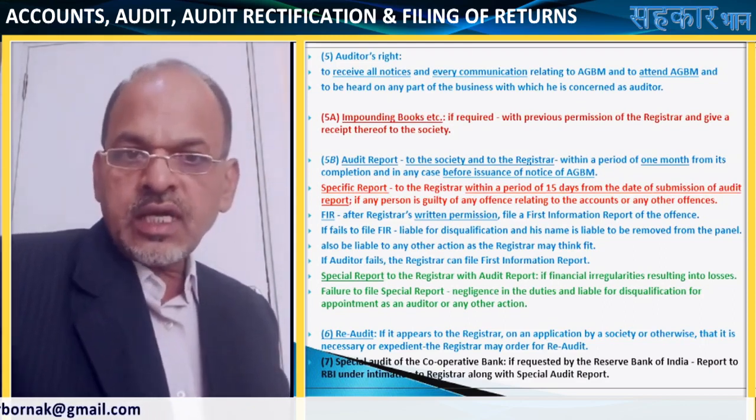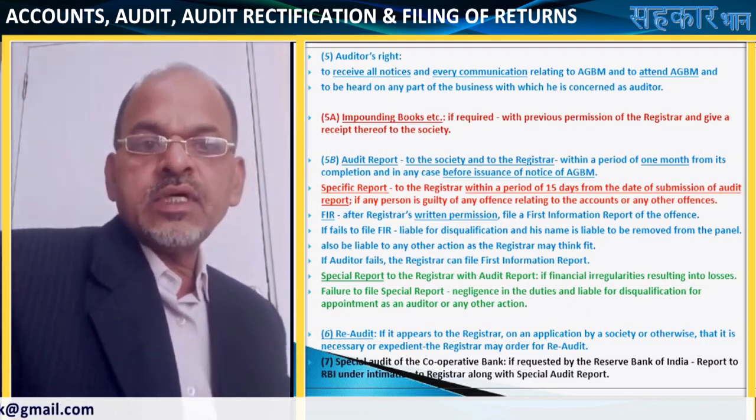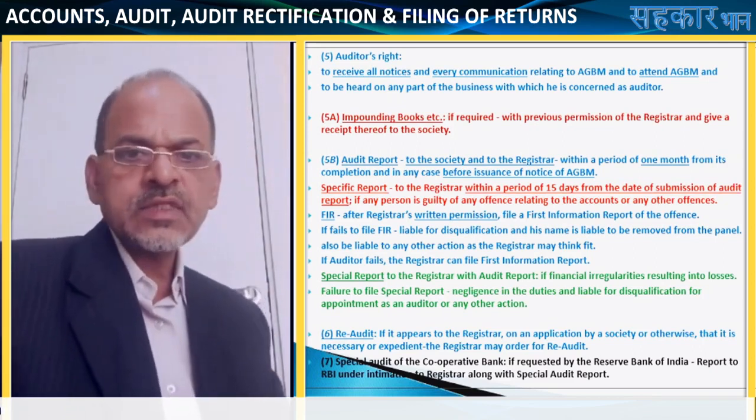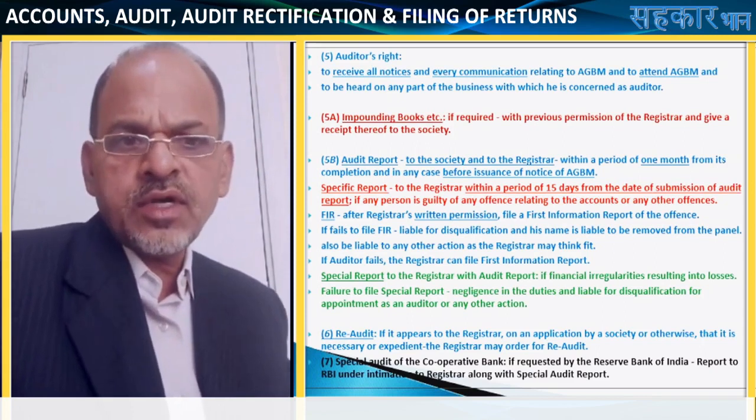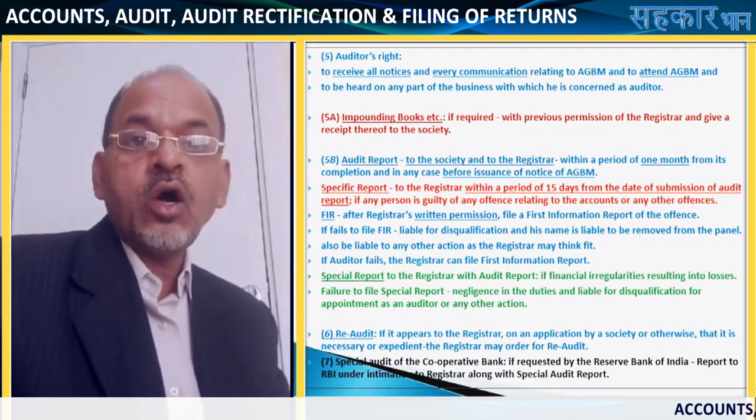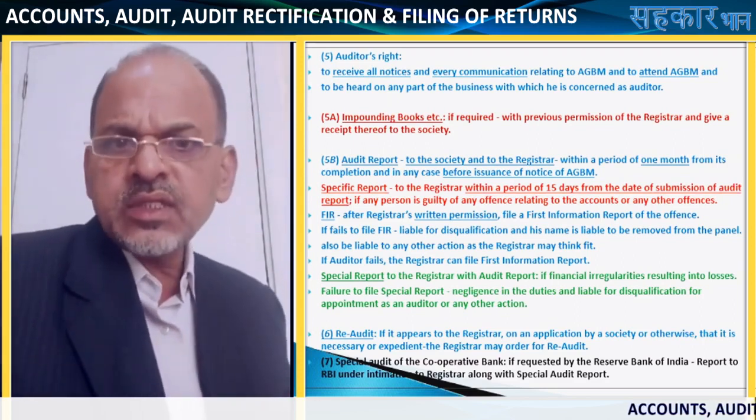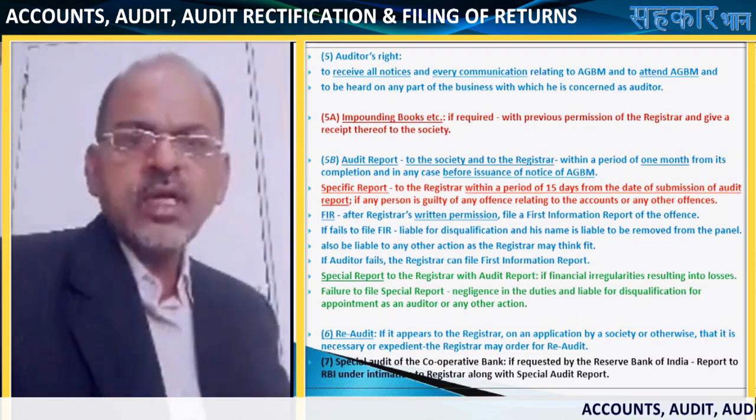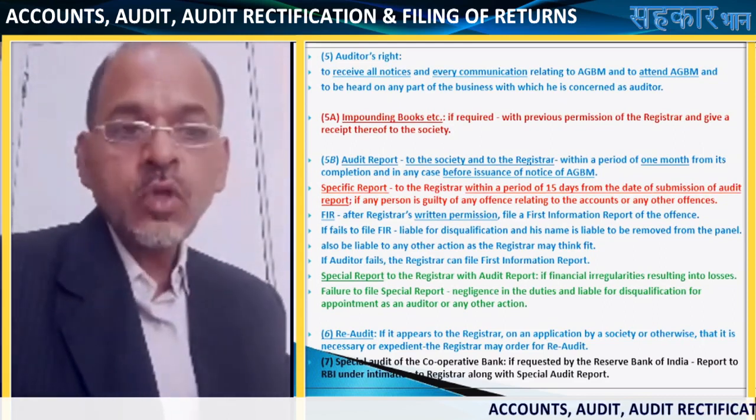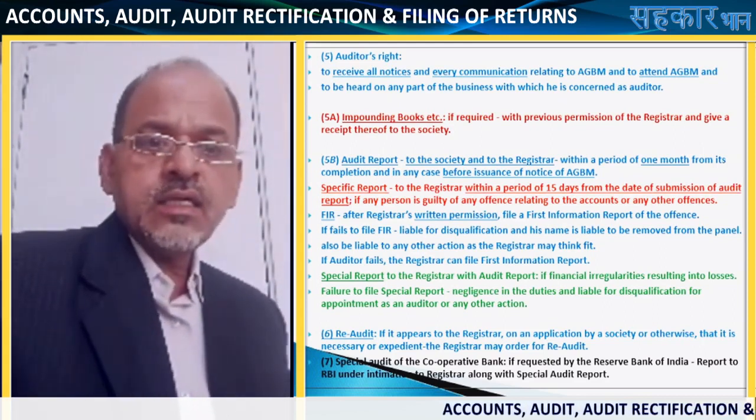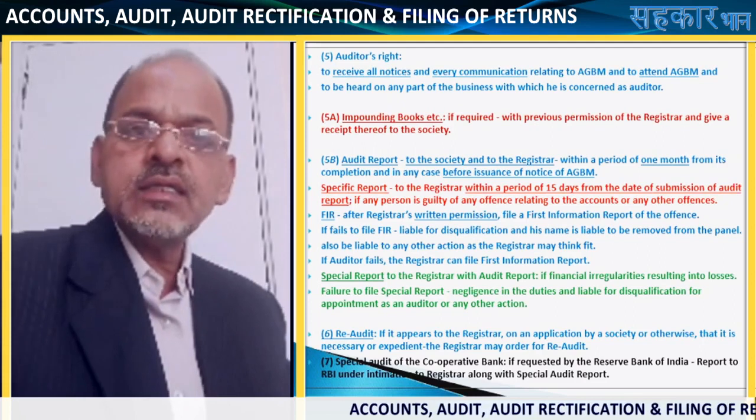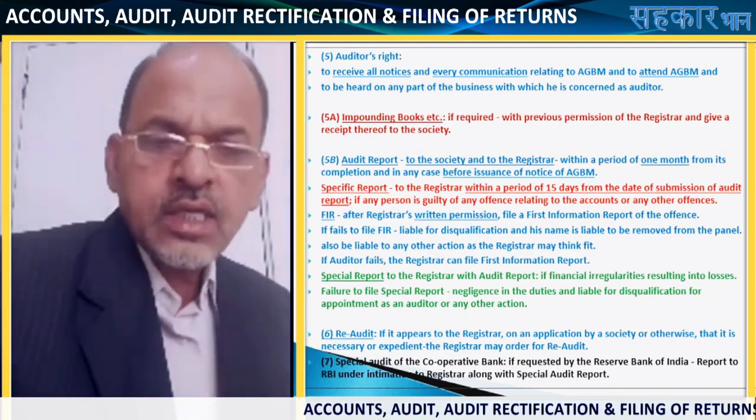So the provision regarding re-audit is as per subsection 6 of section 81 of the Maharashtra Cooperative Societies Act 1960. Let us see about re-audit. If it appears to the registrar, on an application by the society or otherwise, which means even some members can demand a re-audit, that it is necessary or expedient, then the registrar may order a re-audit.